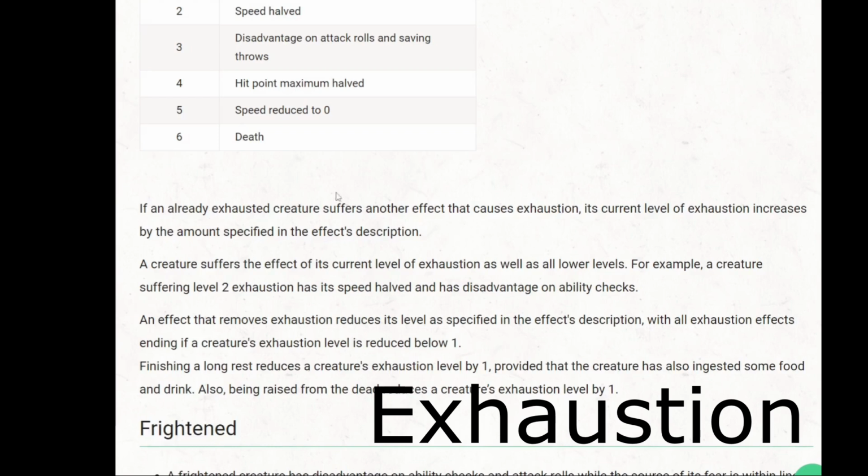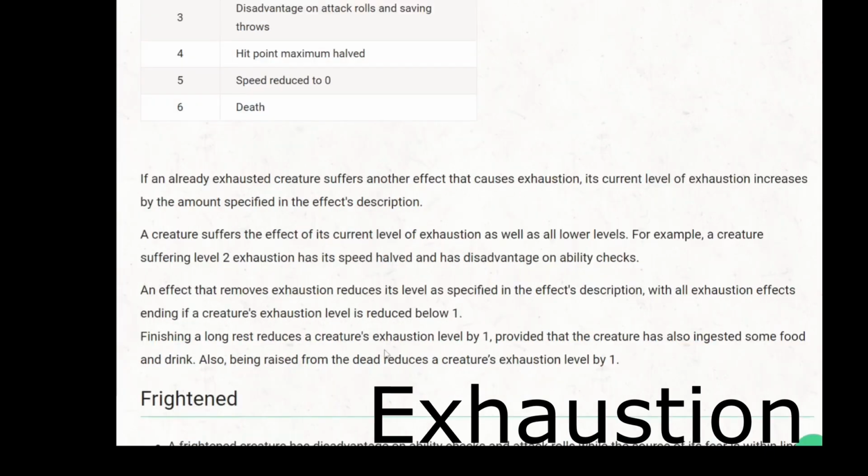If an already exhausted creature suffers another effect that causes exhaustion, its current level of exhaustion increases by an amount specified in the effect's description. A creature suffers the effect of its current level of exhaustion as well as all lower levels. For example, a creature suffering from level 2 exhaustion has its speed halved and has disadvantage on ability checks. An effect that removes exhaustion reduces its level as specified in the effect's description, with all exhaustion effects ending if the creature's exhaustion is reduced below 1.